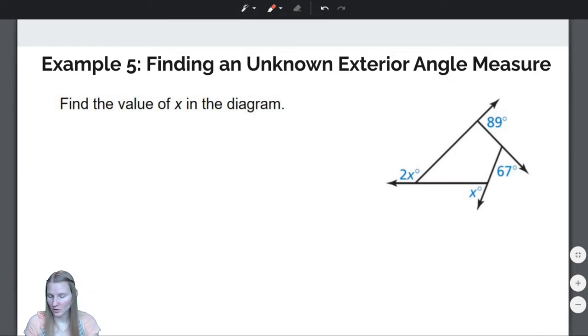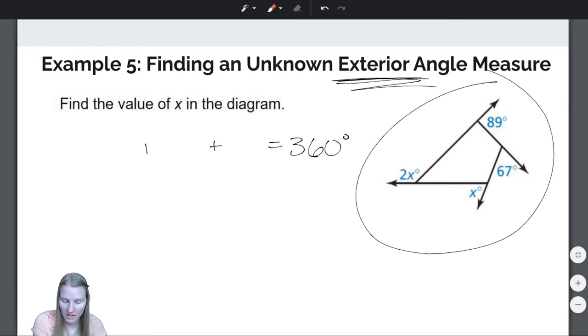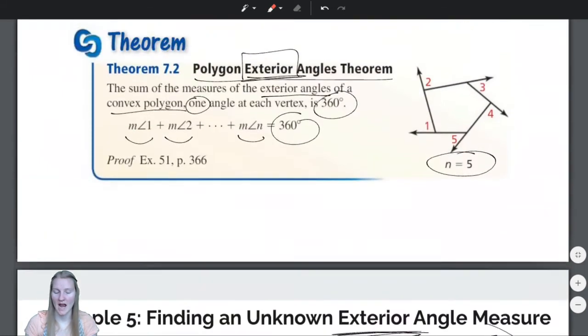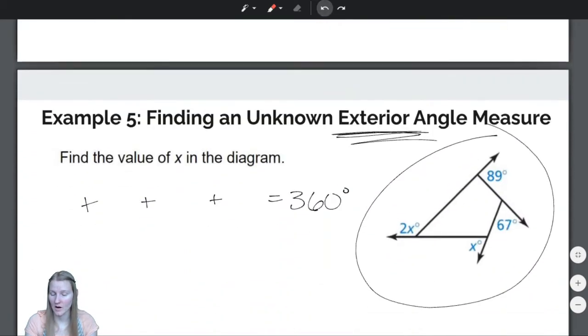We want to find the value of x in this diagram. Do I need to count the number of sides that this has? No, I don't. I could, for fun, but because we're talking about exterior angle measures, I know that they're all going to add up to 360 degrees. That's what the exterior angle theorem says: all of the angles add up to 360 degrees, no matter what polygon I have, no matter how many sides there are.